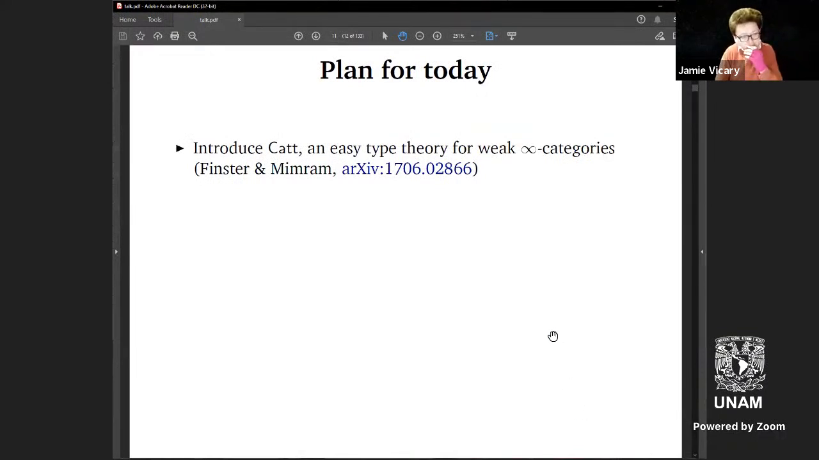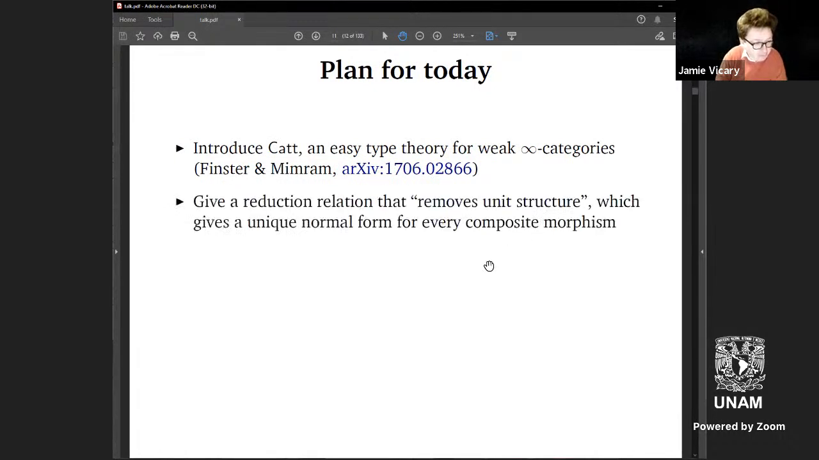Okay, so a bit more about a plan for today. First of all, I'm going to introduce Catt, which is a type theory. Maybe not everyone here will know about type theory, but that's okay because I'm going to introduce it in a really simple, basic way, and it's a really beautiful idea. As far as I'm concerned, it is the easiest way to understand what a weak infinity category is. We're going to do the whole definition in about 2 pages. So even if you just care about weak infinity categories, this is a reason for you to be interested in type theory. This was introduced by Eric Finster and Samuel Mimram a few years ago.